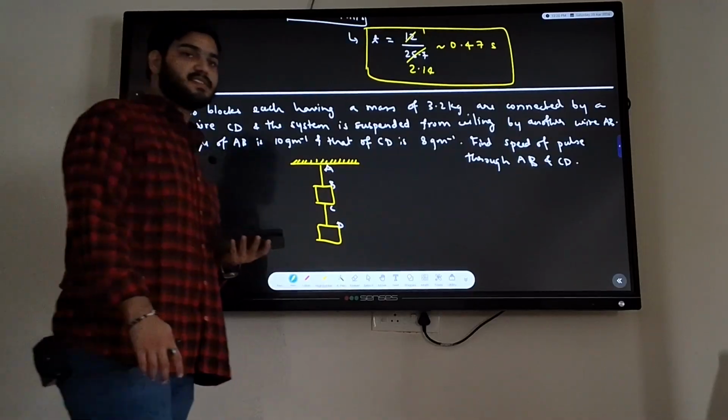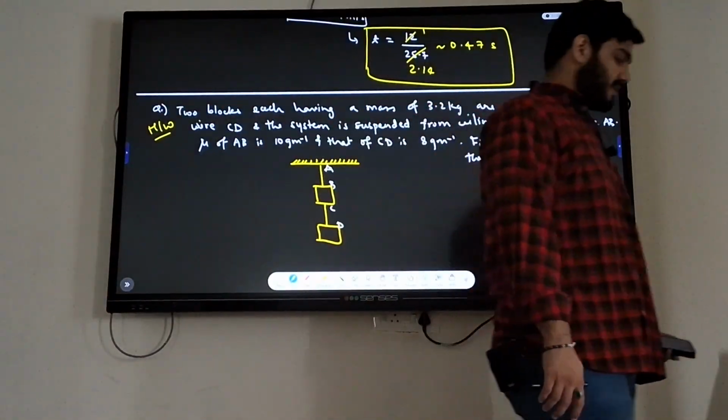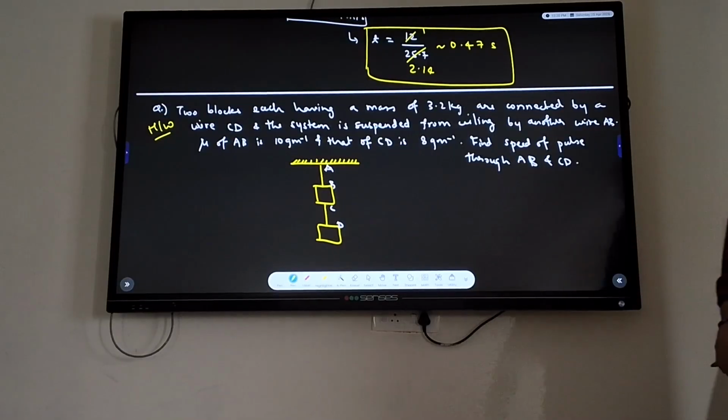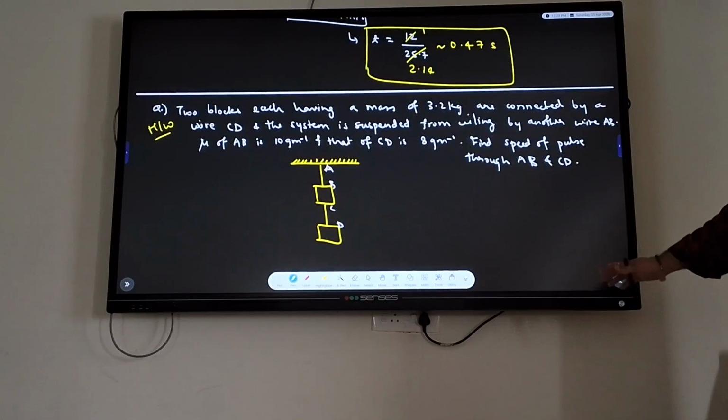Then let's go to the last topic of the chapter, and then we will do problems and that will be the end of it. And that is the energy of wave motion. Can I go forward?